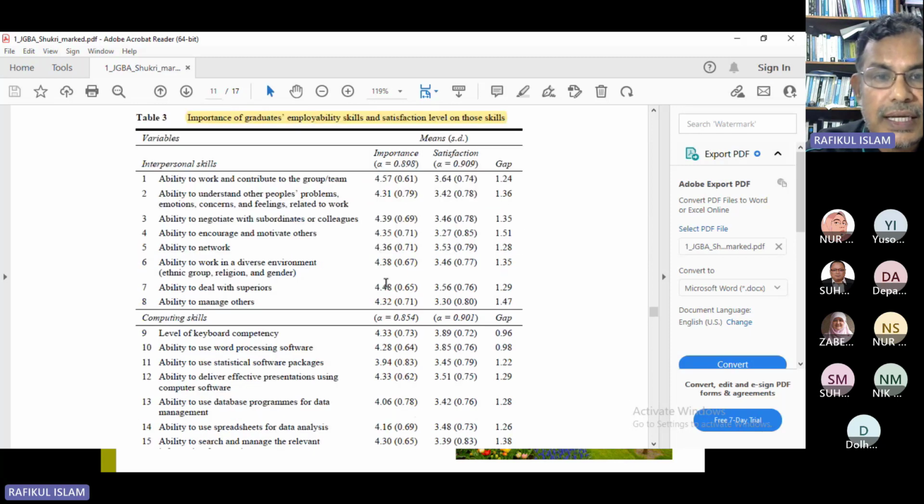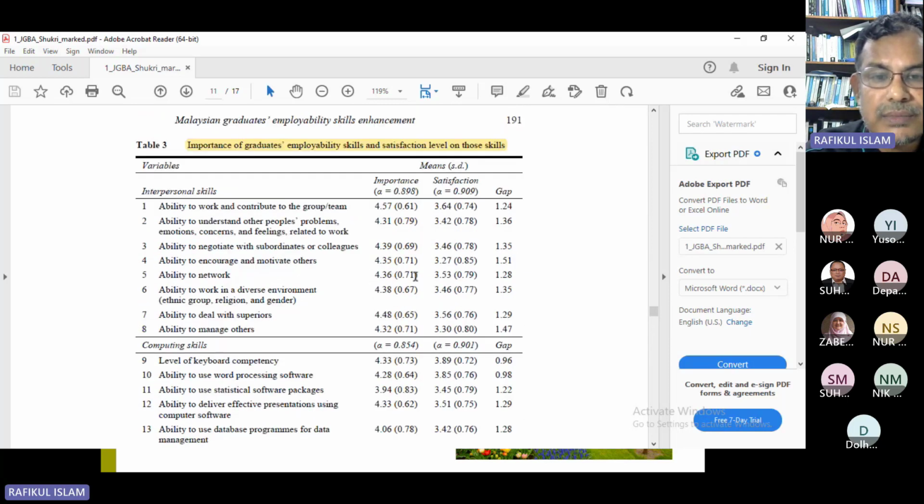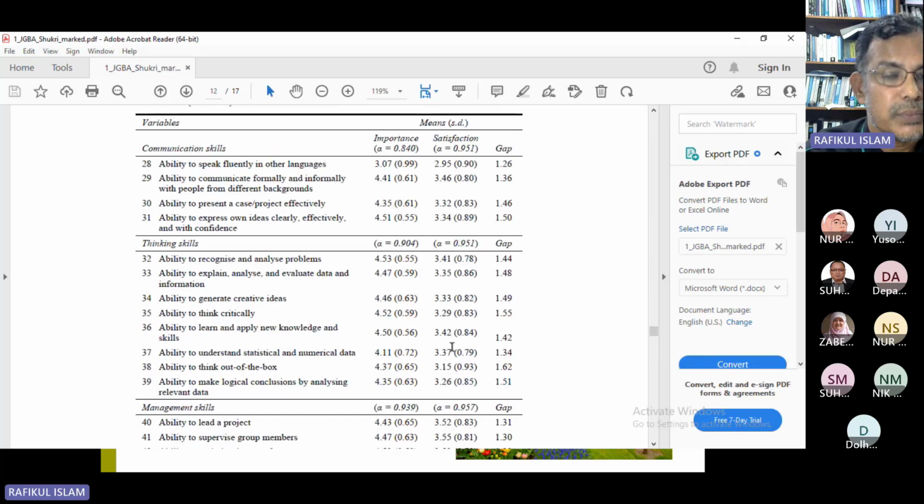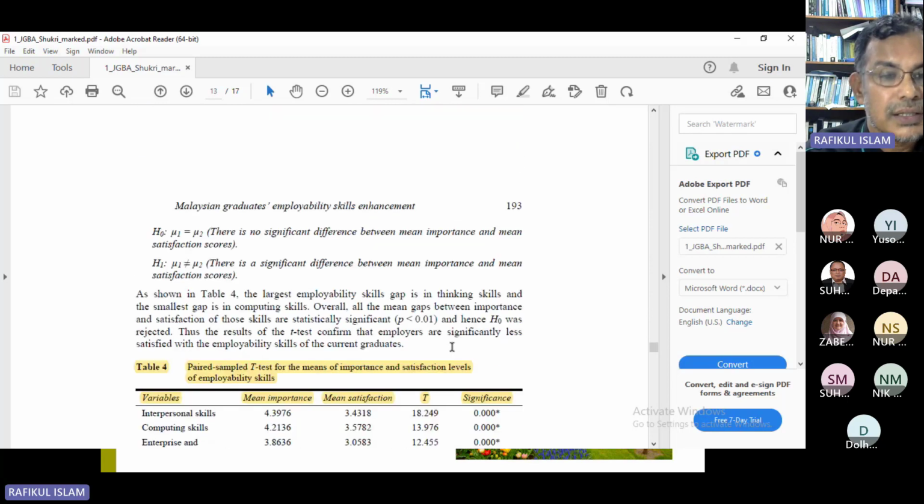So as you see, for almost all the items the importance level is higher than the satisfaction level. So then we have to see where is the maximum gap. The items with the maximum gap will be put in quadrant 1 as I have shown, and those items have to be improved. So something is given in page 13 here.